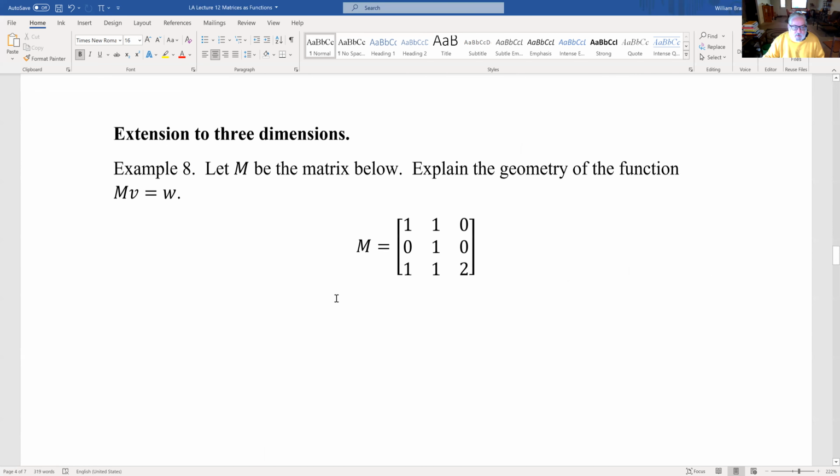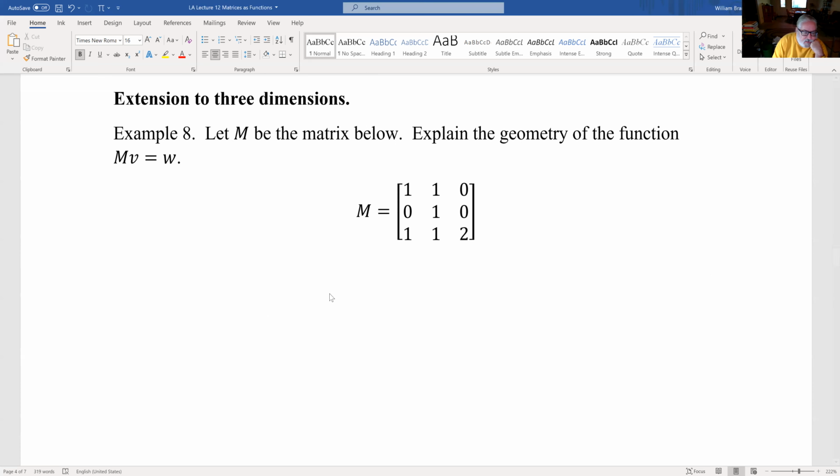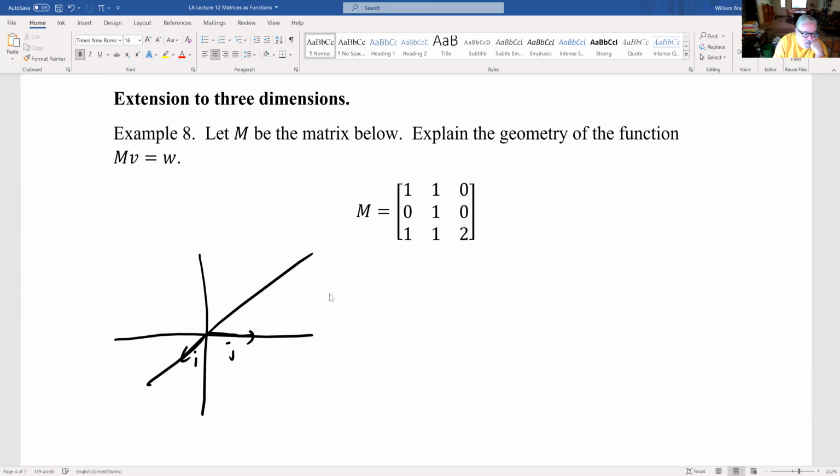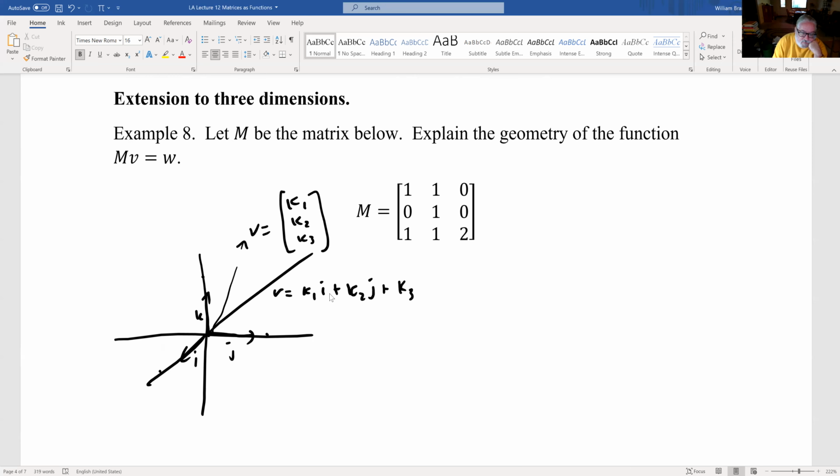Okay. So 3 dimensions. Here's a matrix below. What's the geometry of this function? Same kind of setup. In 3 dimensions, we have vectors i, j, and k that point in the x direction, y direction, z direction, and a vector v, which we'll call (k1, k2, k3). Any vector can be rewritten as k1 times i plus k2 times j plus k3 times k, I guess k was not the best choice. So we go k1 units in the i direction, k2 units in the j direction, k3 units in the z direction to get to the tip of our vector.